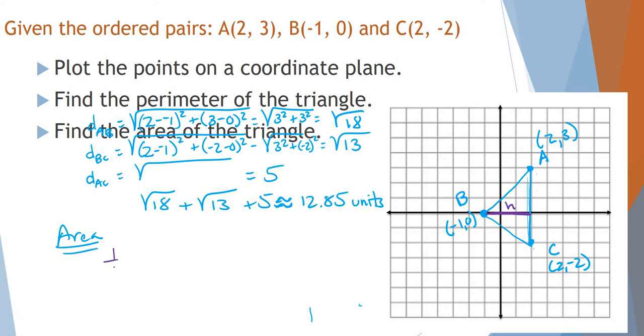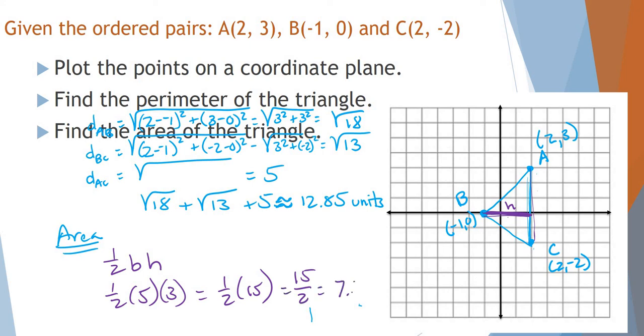So 1/2 my base times my height. My base is AC. We already said that was 5 units. My height, since it's a horizontal line, I can count that, is 3 units. So that's 1/2 of 15, or 15 halves. If you want to change that to a decimal, 7.5, and that's square units. Okay? If you have questions on this, write it down in the margins, and we will get to it together.